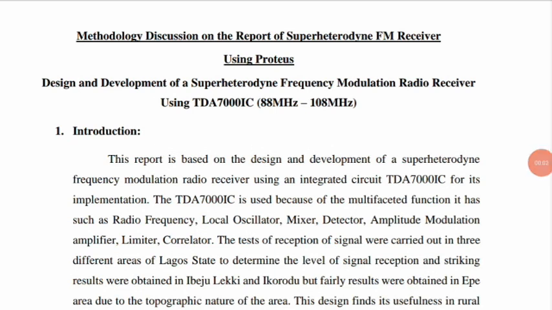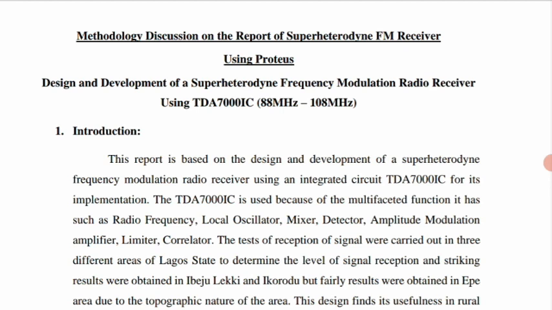For FM methodology, represented by Sharvani and Pavitra. Let's go. Methodology discussion on the report of Superheterodyne FM receiver using Proteus. Due to Proteus software not being able to add IC TDA 7000, we decided to explain project reports.